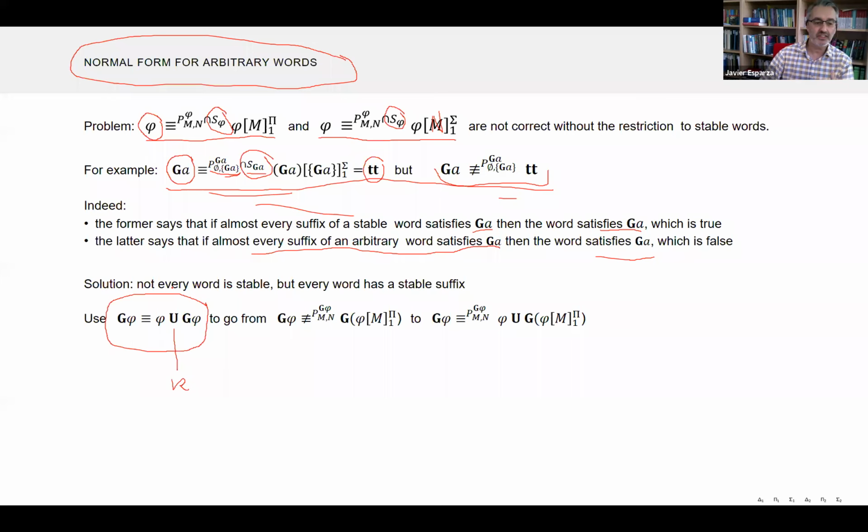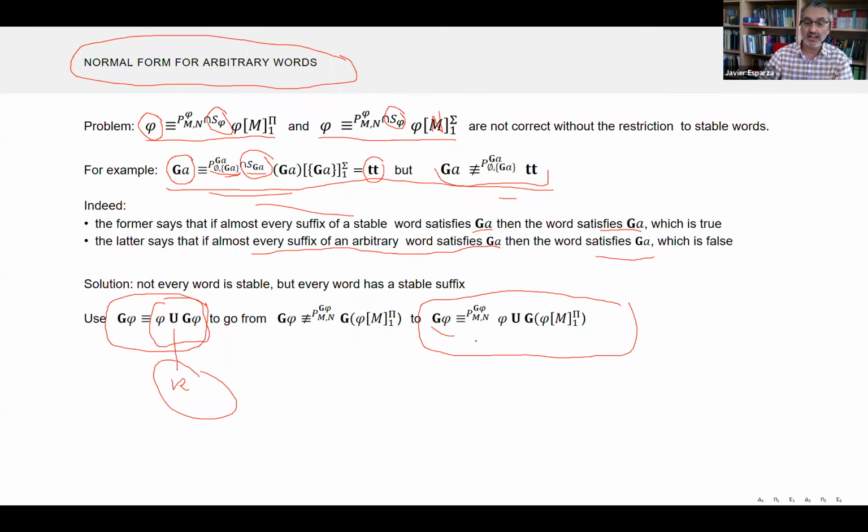And now the interesting thing is that for this particular formula, phi until g phi, you can take any k. Any k works, right? When you want to define the semantics of this, you say there exists a k, but you can take an arbitrary k. So the intuitive idea is that you can always choose the k so that you are already in the stable part of the word. Remember, every word has a stable suffix. So you take k large enough so that you are already in the stable suffix. And this allows you to derive this equivalence.